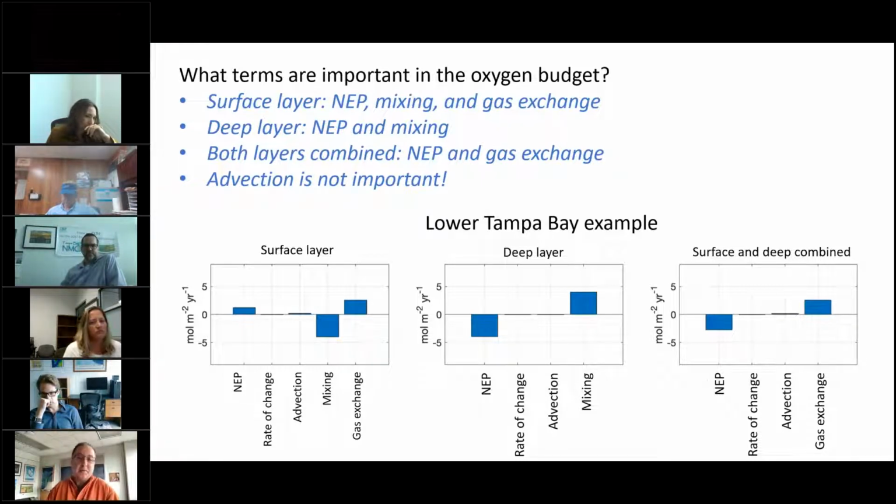Remarkably, this was a big surprise to us and a little bit disappointing because we spent a lot of time with the box model trying to get these lateral fluxes right. The lateral advection, and even the vertical advection, is just not that important. That's not to say it's not important in Tampa Bay at all. It's just not important on these time scales and space scales, which are fairly large and fairly long. Of course, tides coming in and out will affect oxygen at any point quite a lot. Next slide.